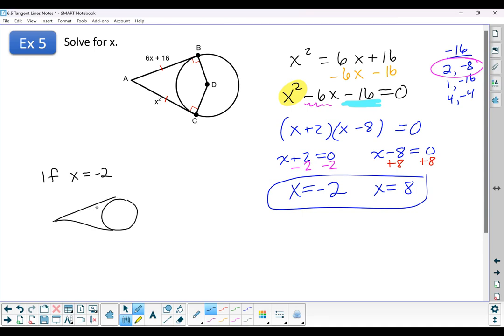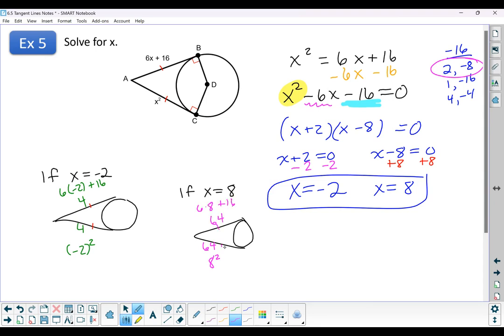Here's a mini version of our diagram. If x equals negative 2, this is 6 times negative 2 plus 16. Well, that's actually 4. And this is negative 2 squared, which is 4. So if x is equal to negative 2, that just means each of those segments has a length of 4. If x is equal to 8, this bottom segment would be 8 squared, which is 64. And then this top segment would be 6 times 8 plus 16, and that is also 64.